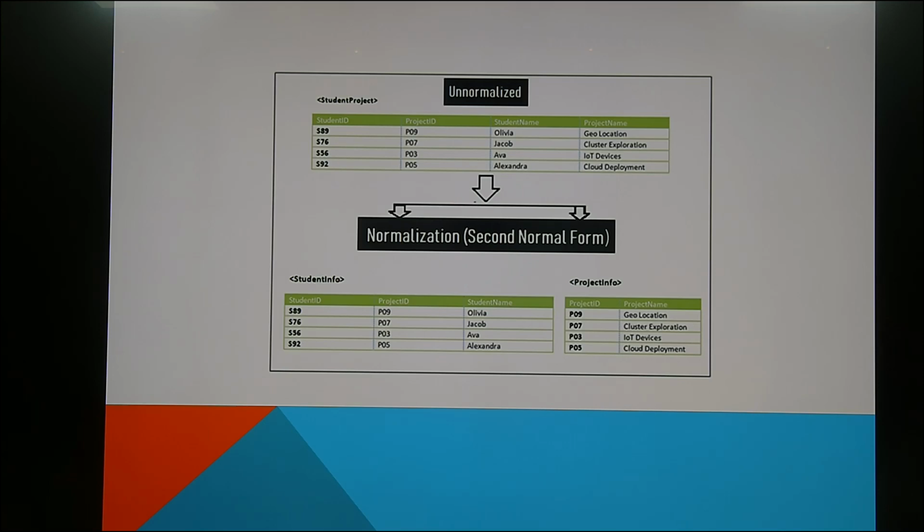In this, we have project ID and project name as well as student ID and student name. Here the student ID and the project ID are both primary keys. The project name depends only upon the project ID, so we can take this as a partial dependency. From this we are going to normalize the table into second normal form. Second normal form should satisfy the first normal form, and we should not have partial dependency. So the table which has a partial dependency has been split into two tables: student information and project information, as the project name depends upon the project ID.